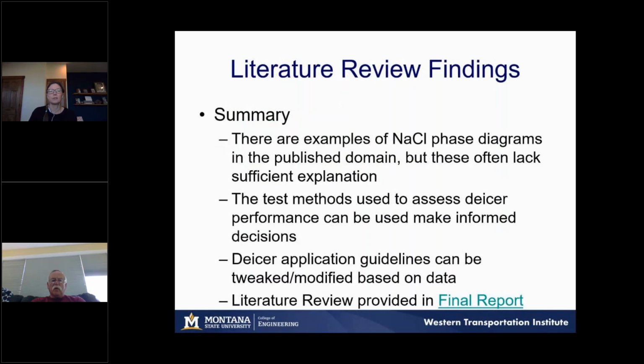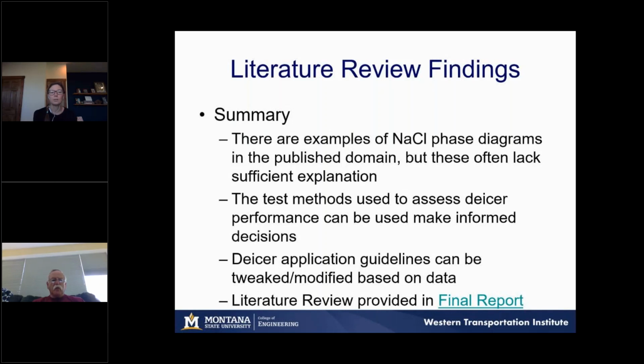So from the literature review, just a summary of the findings are that there are quite a few examples of phase diagrams in the published domain, but these often lack sufficient explanation. They're often created and tailored for either engineering or chemists, and so they're hard to then apply into the winter maintenance domain. We also found that there are many test methods that are used to assess de-icer performance that can be used to help make informed decisions when using road salts.